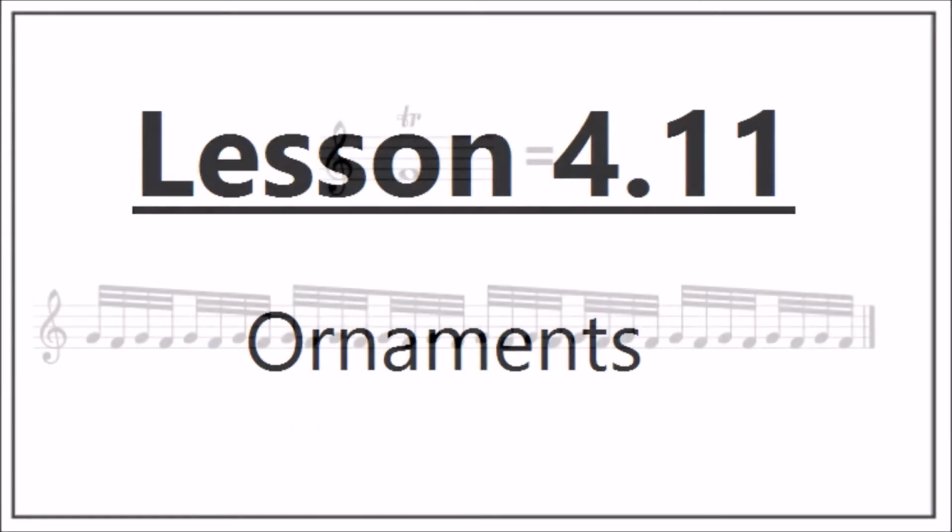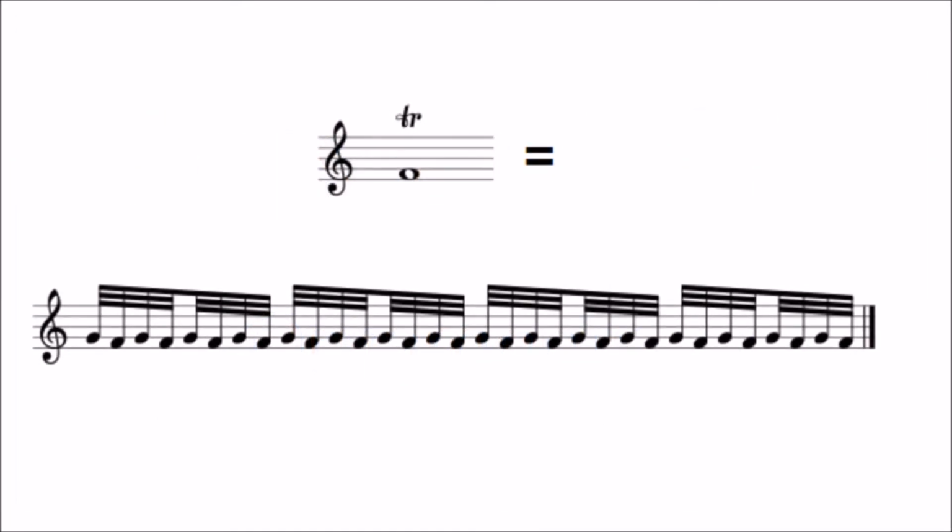First of all, the trill. A trill is a rapid alternation between the written note and the note above it. Sometimes there may be a small turn at the end, but don't let this put you off. Also, depending on the period of music, the starting note may be the written note or the upper note.